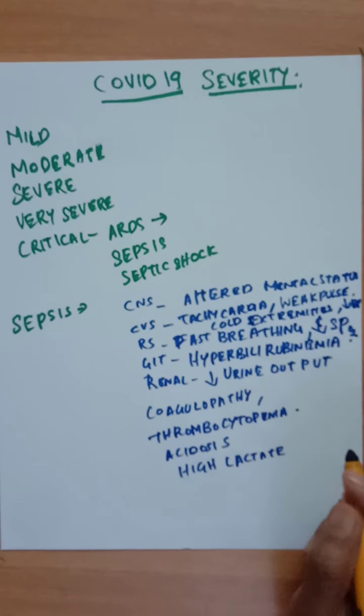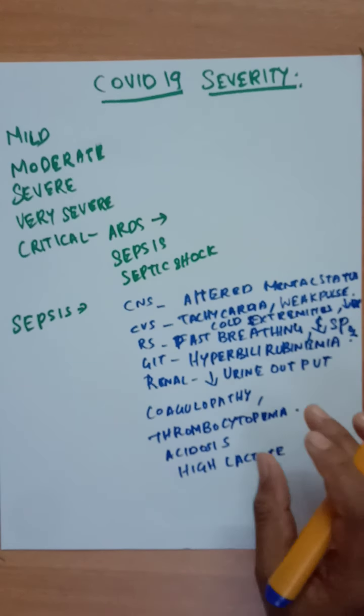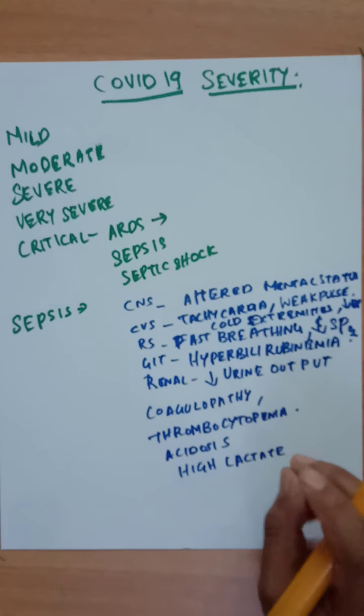In children, there will be suspected or proven infection and two or more SIRS criteria, of which one must be abnormal temperature or white blood cell count.